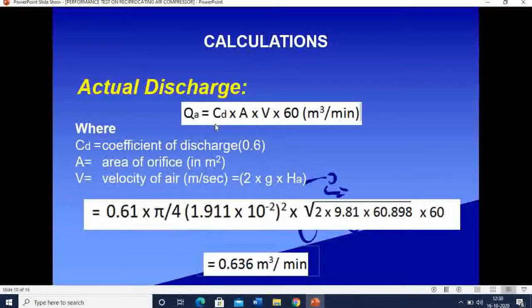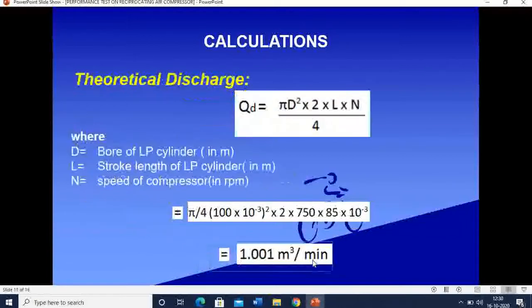The actual discharge is determined using the formula QA equal to CD, the coefficient of discharge, into the area of the orifice into the velocity of air, into 60 meter cube per minute. The velocity is determined by the root of 2gh. You can use that formula and find the value of this actual discharge. It is around 0.636 meter cube per minute.